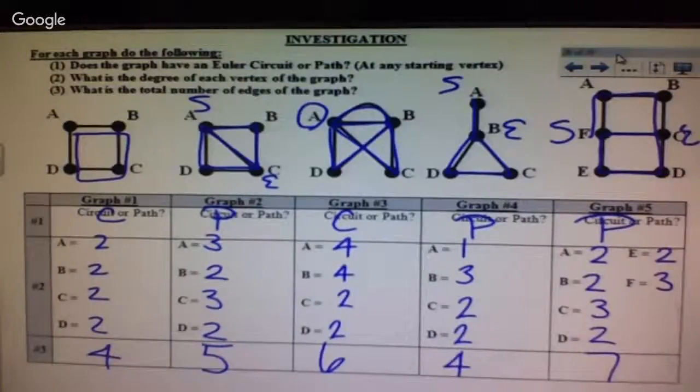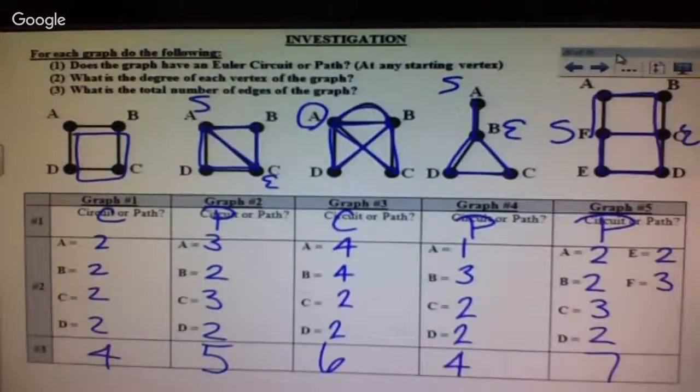Okay, so you can go ahead and flip the page, but as you're flipping the page, take a look at this. Your first one over here and this one right here were both circuits. What do you notice about the degree of both of these? They're all even numbers. If you have a circuit, every one of your degrees is an even number. So, in other words, to tell me if it's a circuit, you just have to count the degrees.